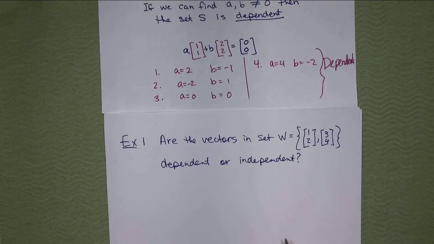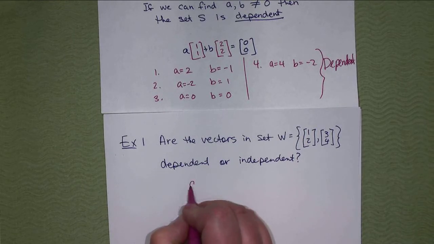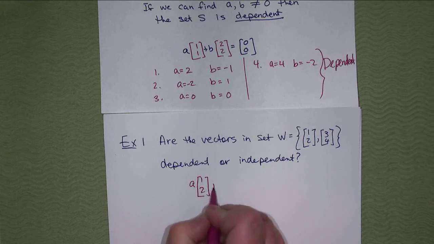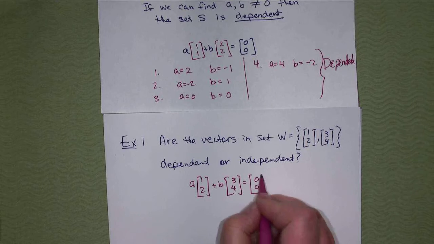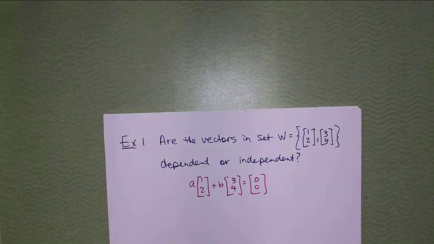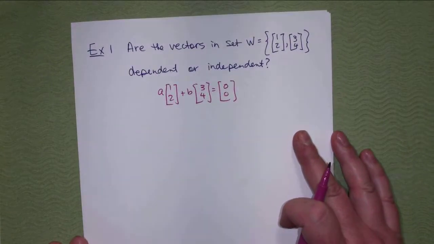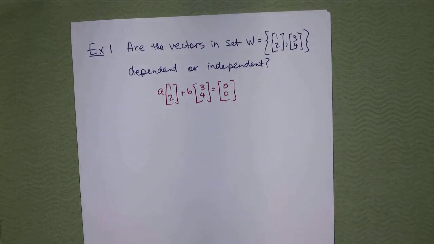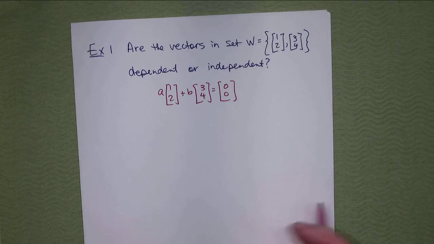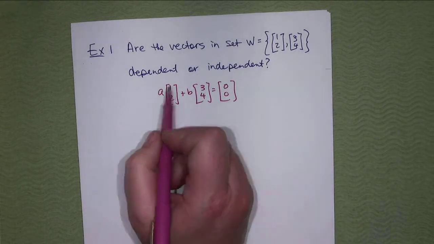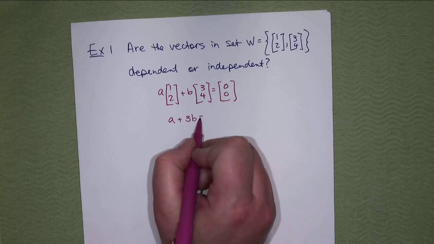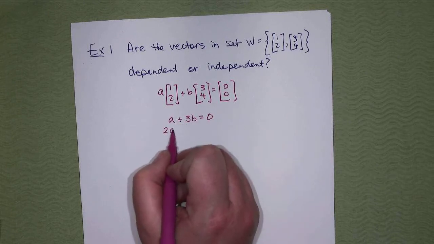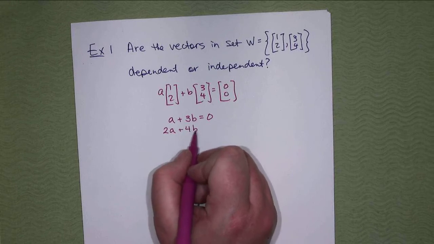So the solution for this, we set up the linear combination. When we ask, is it dependent or independent, this is all we're asking: when you solve this linear combination, can you get answers other than 0? So you would write out the equations. This will be 1A plus 3B equals 0. And the second one will be 2A plus 4B equals 0.